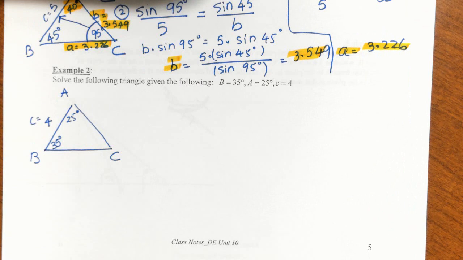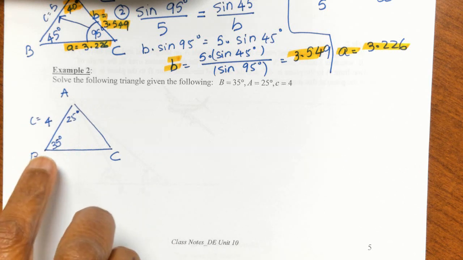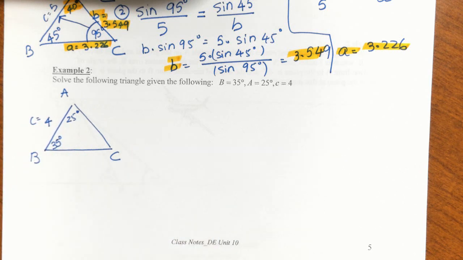Your diagram looks something like this. Of course, your ABC can be switched around. There's absolutely no rule that this has to be A, this has to be B. You could have started with A at the bottom. So you can obviously switch it around, draw it in any way, as long as you mark B as 35, A as 25, and the side opposite angle C as 4.